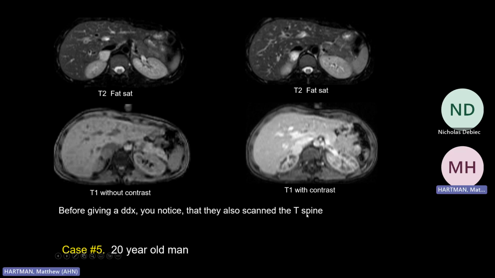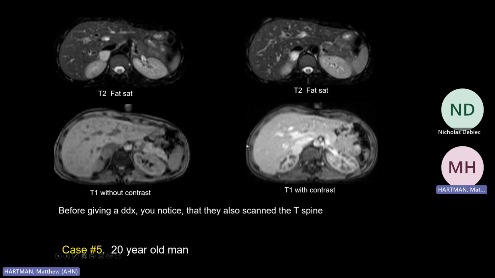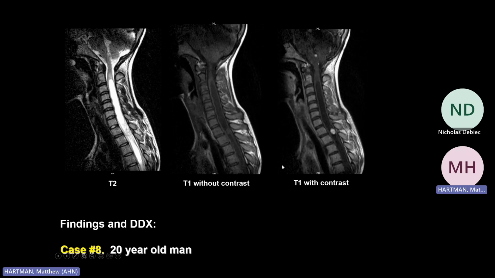You note that they also scan the T-spine. And we get an enhancing lesion in the mid-thoracic spine. There's a cystic component. This was a hemangioblastoma here. This is a pheochromocytoma, elevated VMAs. And this was a patient being followed in the von Hippel-Lindau clinic.